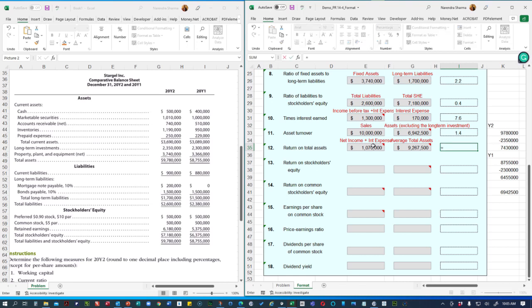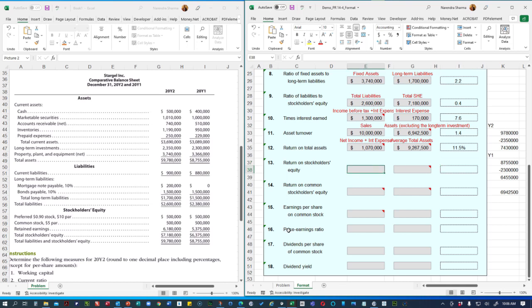Now what we are doing, this divided by this figure here will give me a ratio of 11.5%. Remember, the returns have to be in percentages, so you'll have to format that way. Now on the top you'll see a keyboard shortcut for percentage. So if it is not appropriately formatted, you can just click on that, it will give you a percentage. Okay, that is your return on total assets.